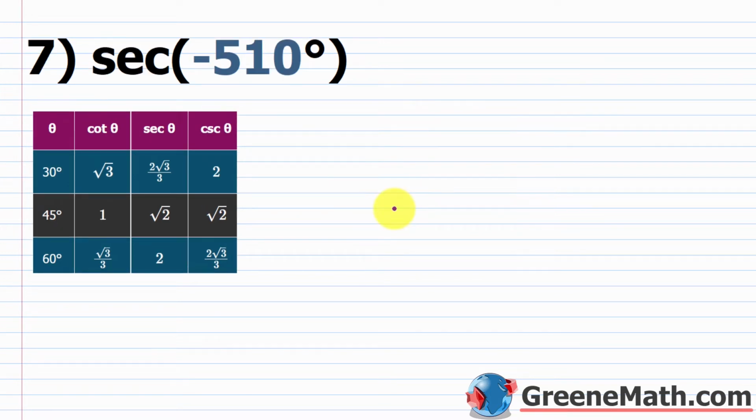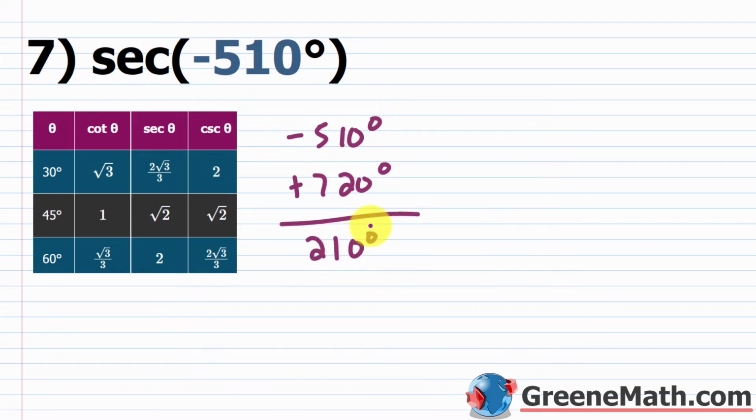All right, for problem 7, we have the secant of negative 510 degrees. Again, I want to think about a coterminal angle that's between 0 degrees and 360 degrees. So let's go negative 510 degrees. I'm going to need to add 360 degrees twice, so let me add 720 degrees. This is going to give me 210 degrees for the coterminal angle.